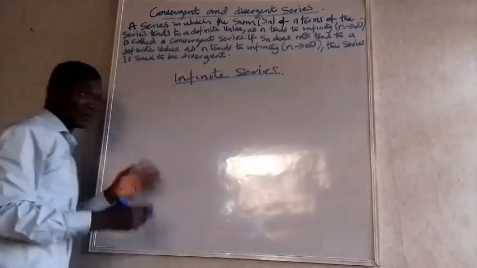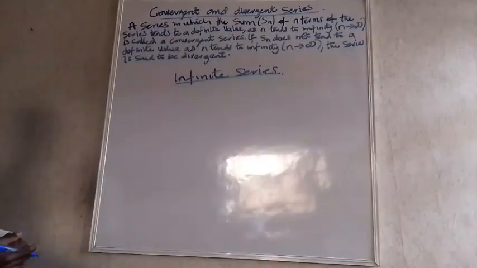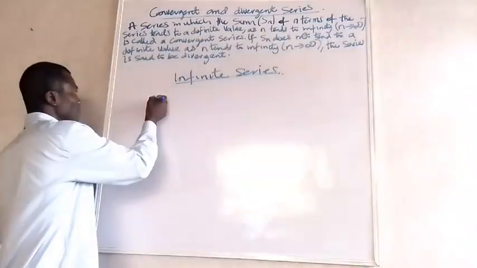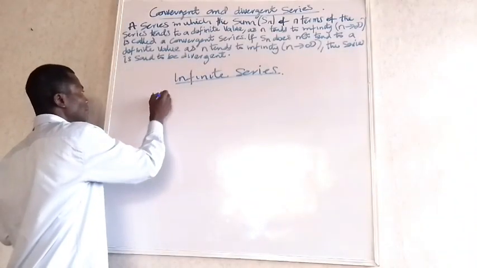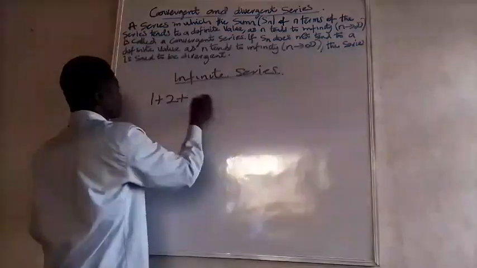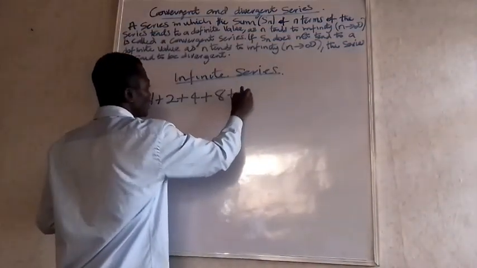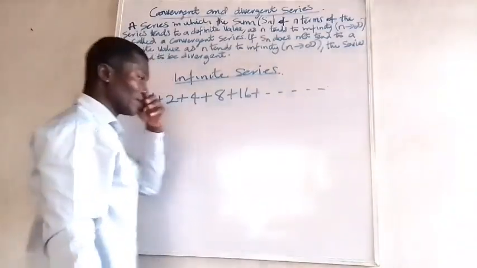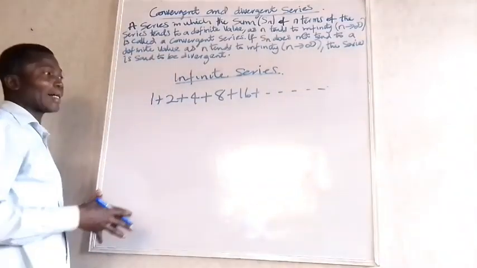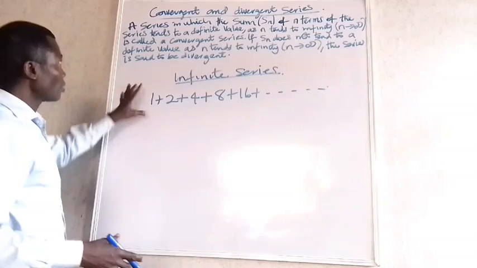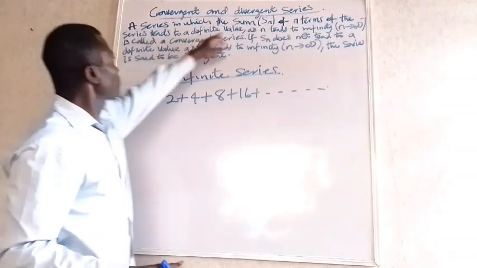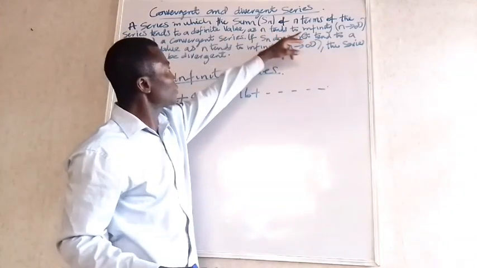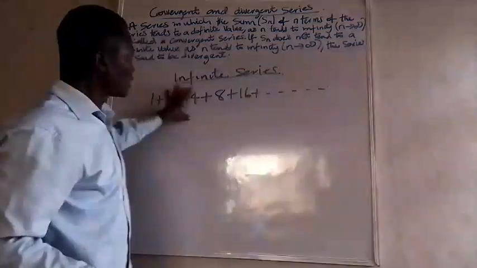So I've just given you an example of an infinite series. Infinite series can be in several forms. You can have it like this: 1 plus 2 plus 4 plus 8 plus 16 plus. Once it goes to infinity like that, we can refer to that as an infinite series. So the reason I'm talking about this is as n tends to infinity.